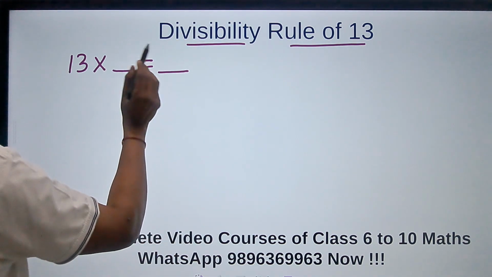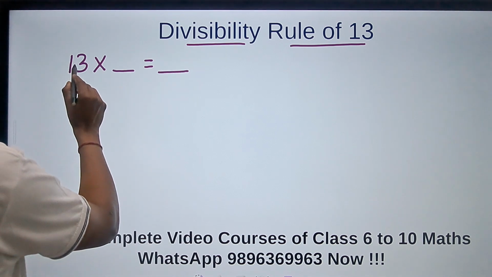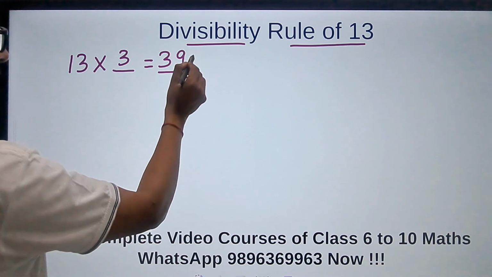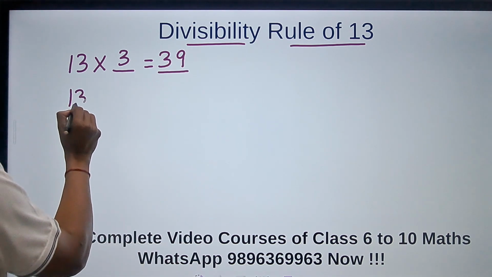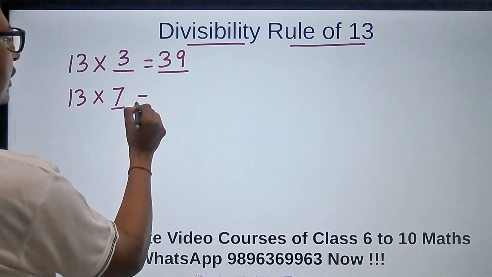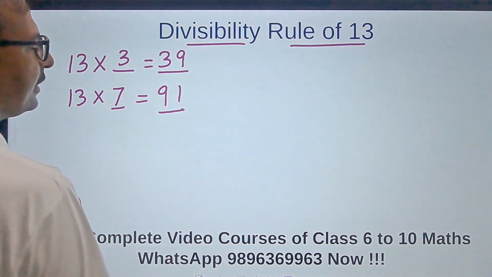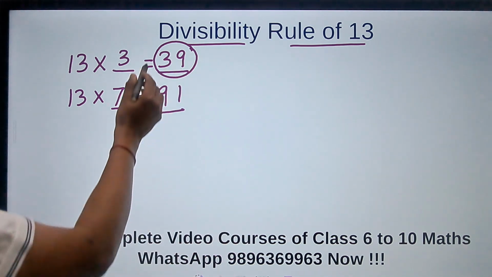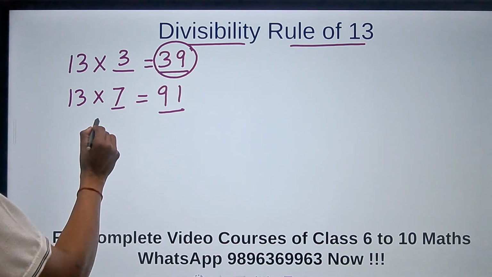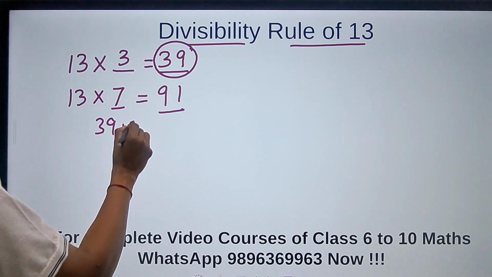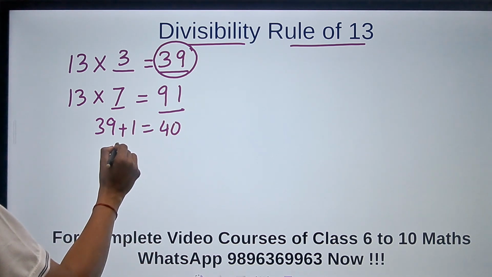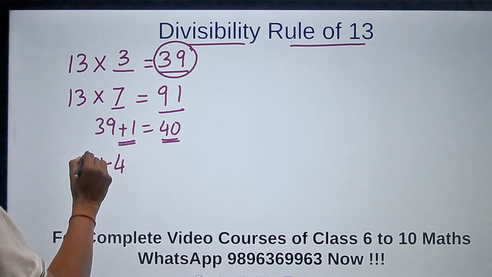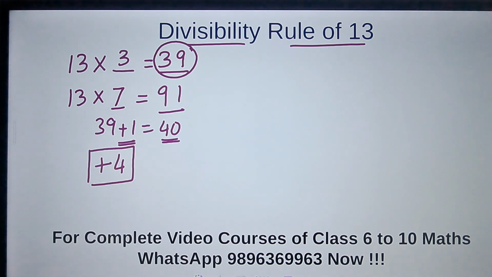So 13 ones are 13, no, it does not end in 1 or 9. 13 twos are 26, 13 threes are 39, right. So I got a number ending in 9. Similarly, 13 7 times will give you 91, which ends in 1. Now I will take the smaller number because that is easier to handle. So what is the osculator? 39 plus 1 gives you 40, and so the osculator will be plus, and how many tens are here? This is 4. So plus 4 happens to be the osculator for 13.